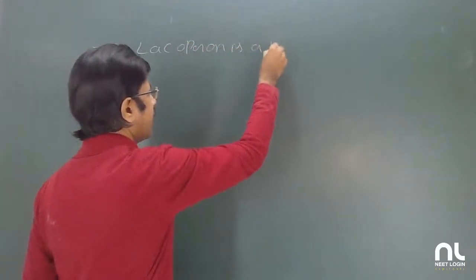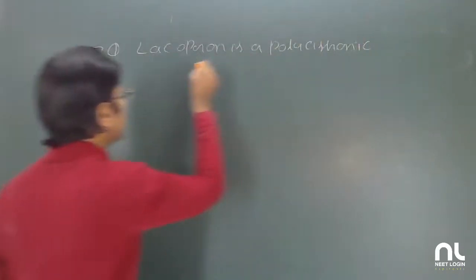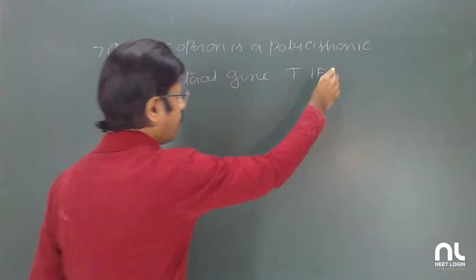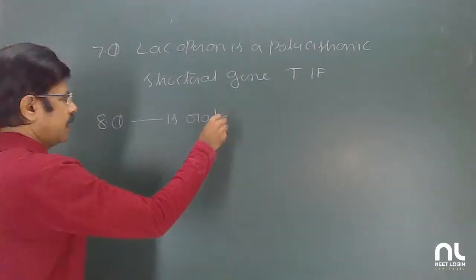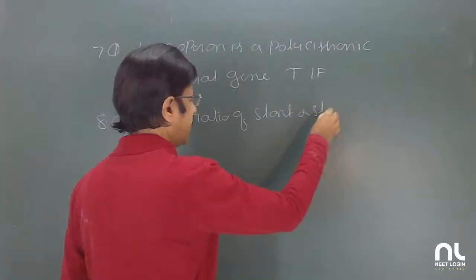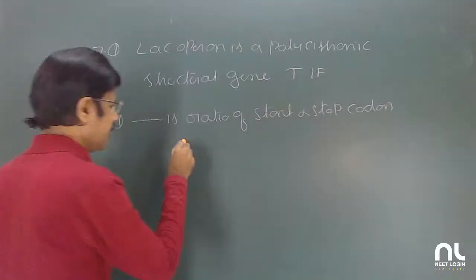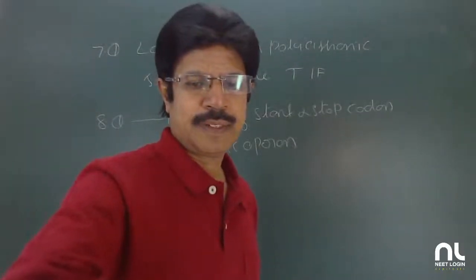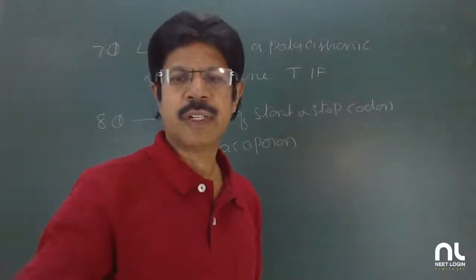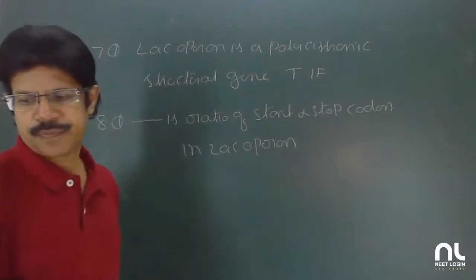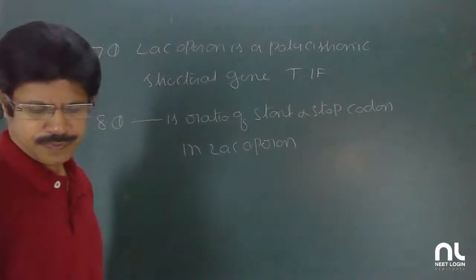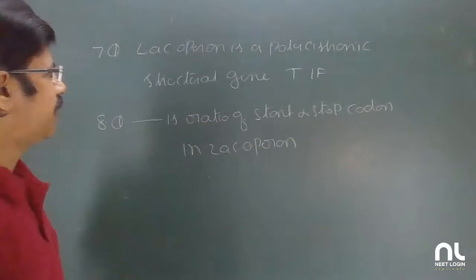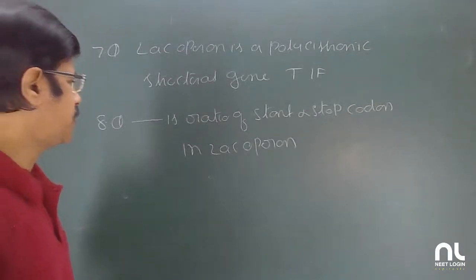Lac operon is a polycistronic structural gene. False. Eighth: dash is a ratio of start and stop codon in lac operon. Seventh and eighth. Question number 7. Question number 8. Lac operon is a polycistronic structural gene. Dash is the ratio of start and stop codon in lac operon.